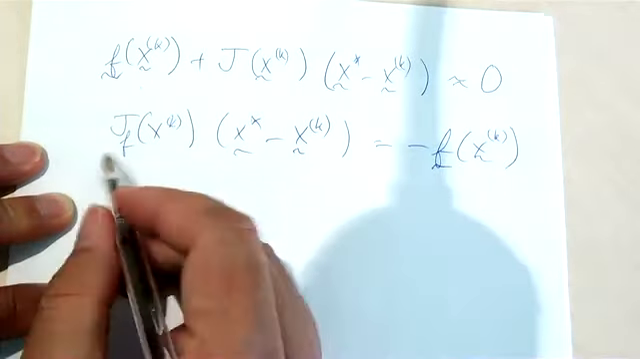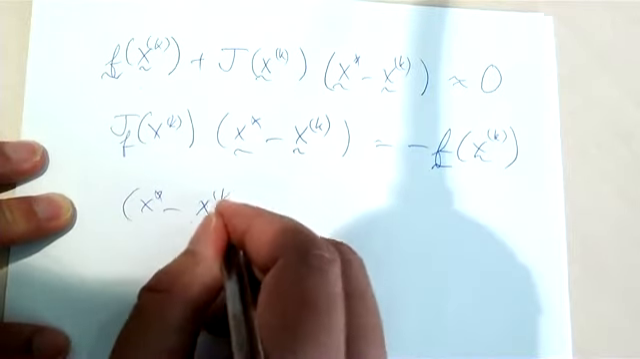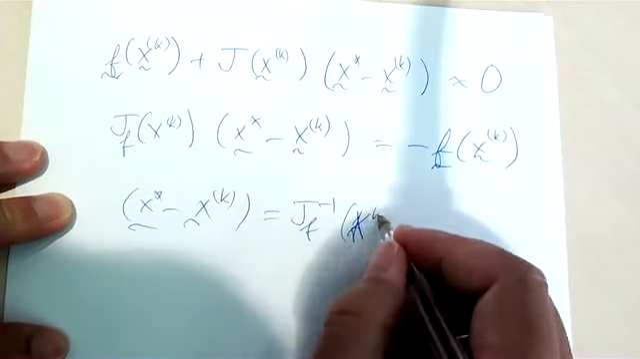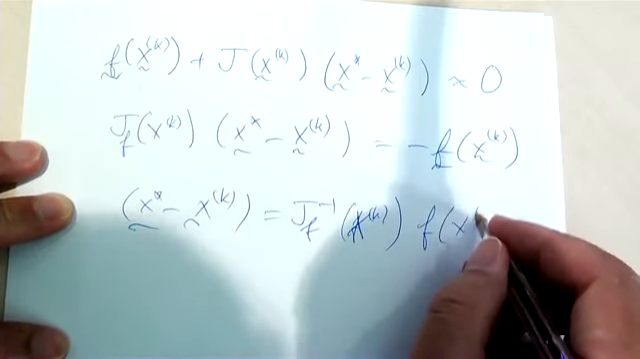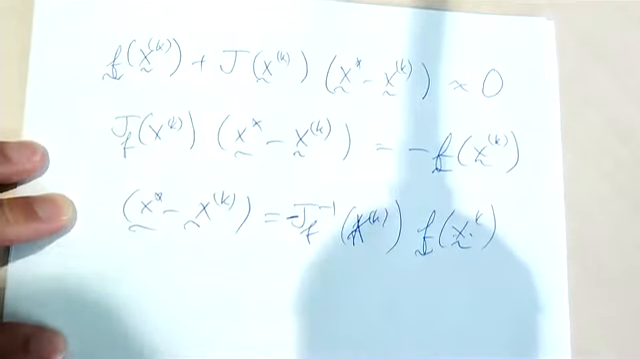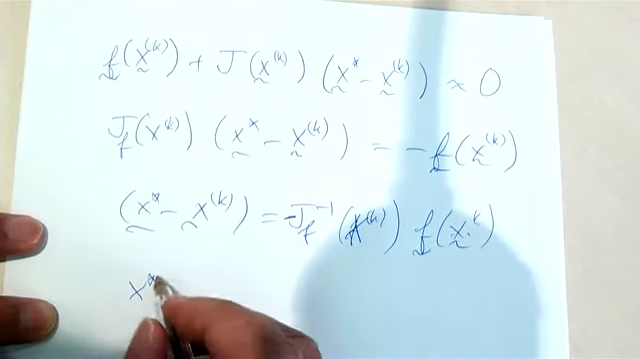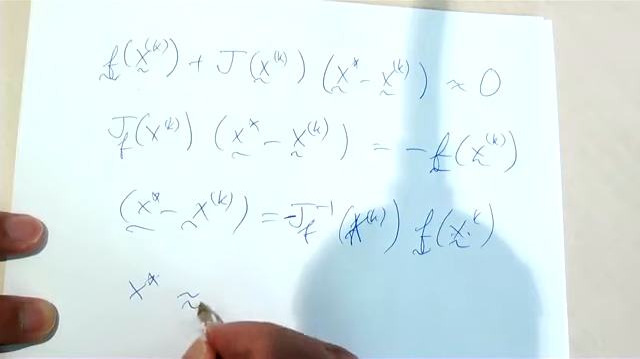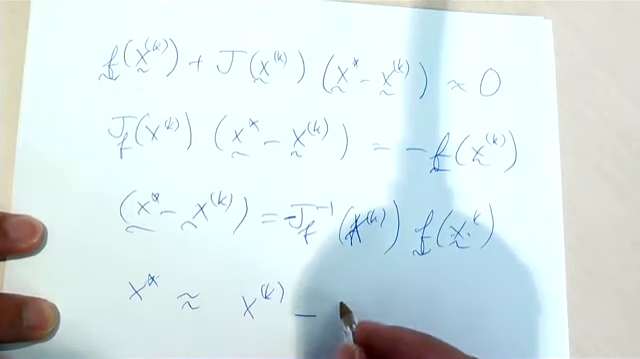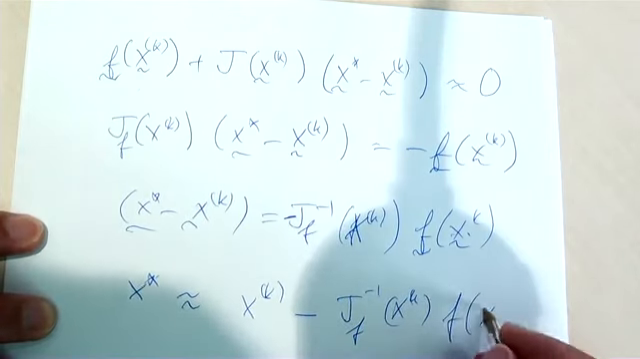And remember, because it's a matrix, you have to multiply by the inverse of the matrix. So you get x star minus xk is minus J inverse f of xk. Do not forget the minus, because there's still a minus. And then you have x star, you move it here, so it becomes xk minus Jacobian at xk inverse times f of xk.